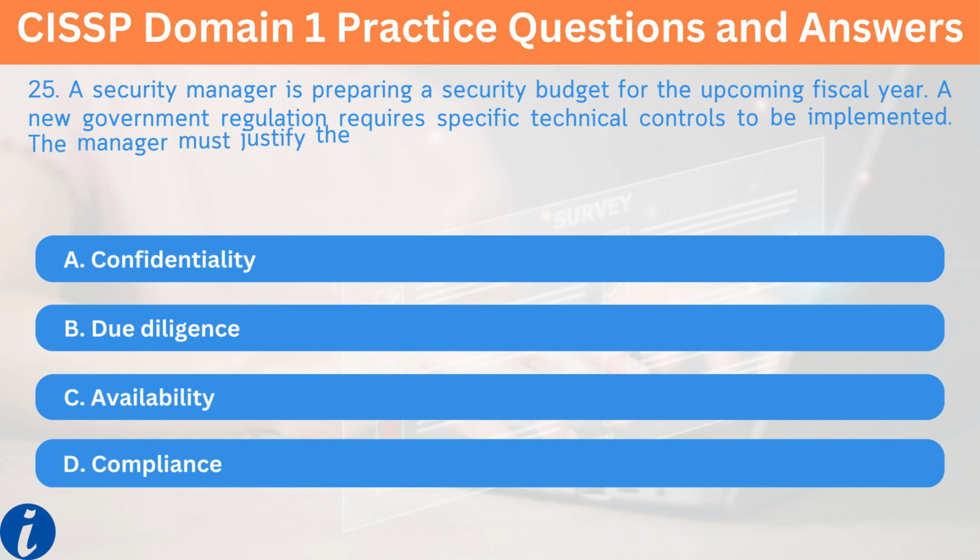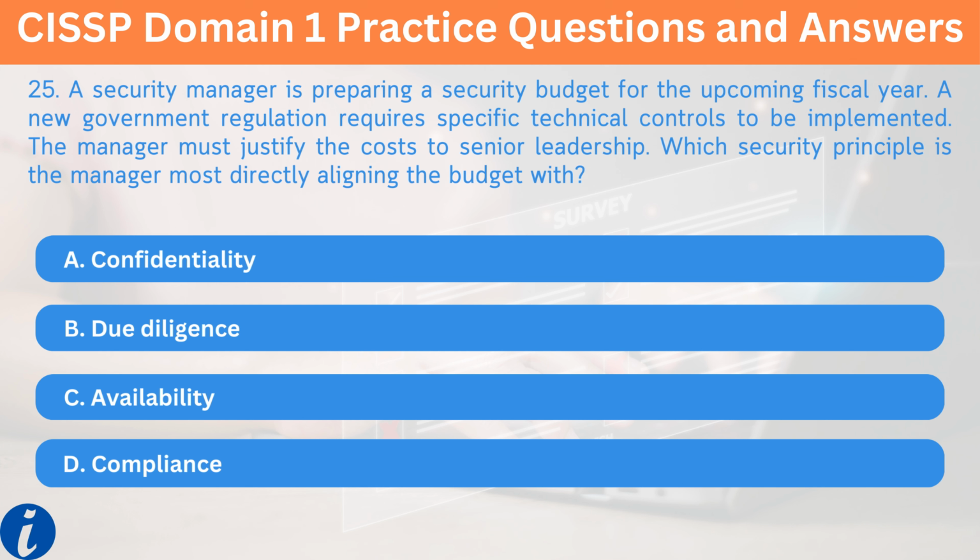25. A security manager is preparing a security budget for the upcoming fiscal year. A new government regulation requires specific technical controls to be implemented. The manager must justify the costs to senior leadership. Which security principle is the manager most directly aligning the budget with? A. Confidentiality. B. Due diligence. C. Availability. D. Compliance.